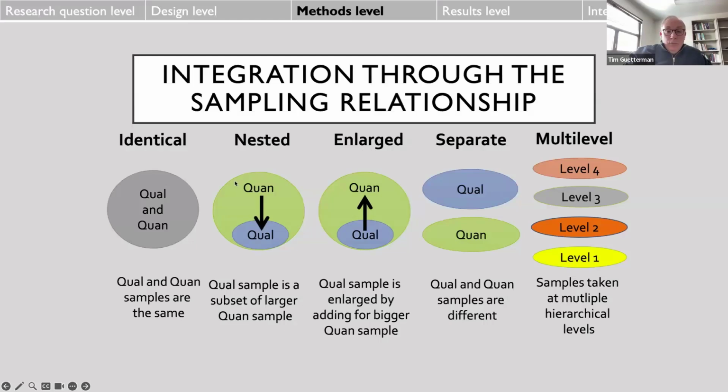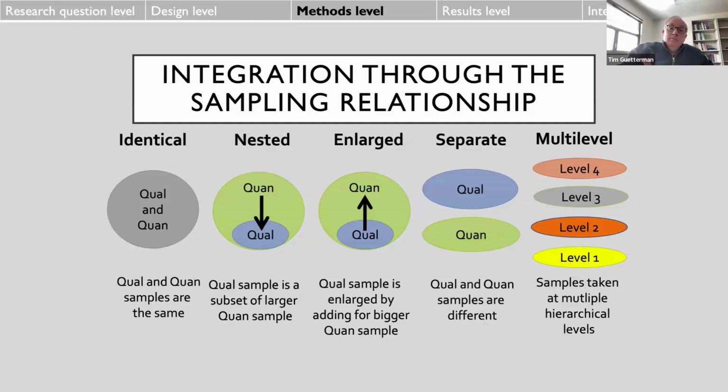So in the nested sample that you see first here, you might have a larger quantitative sample, and then we're going to draw purposively a qualitative subset from that larger quantitative sample. And this can be done in a convergent design. It could be done in also an explanatory sequential design. And of course, there's some limitations that come along with that, because you won't have qualitative and quantitative data on everyone.